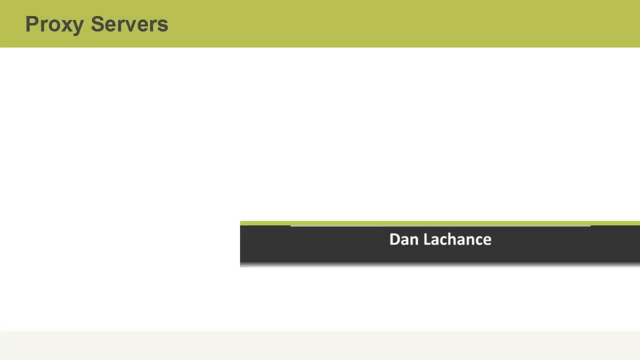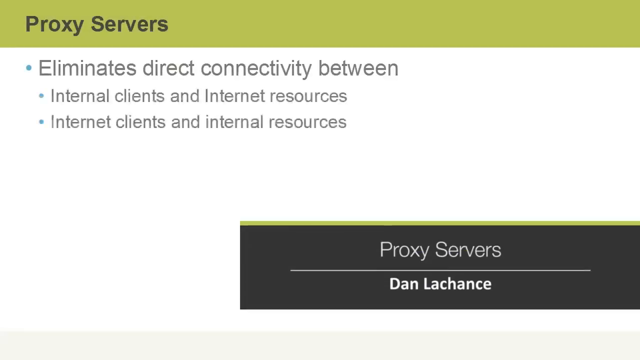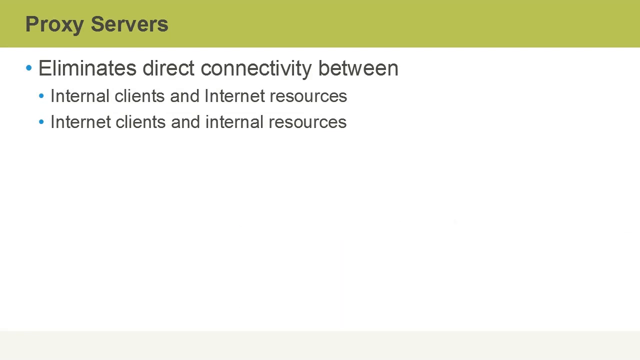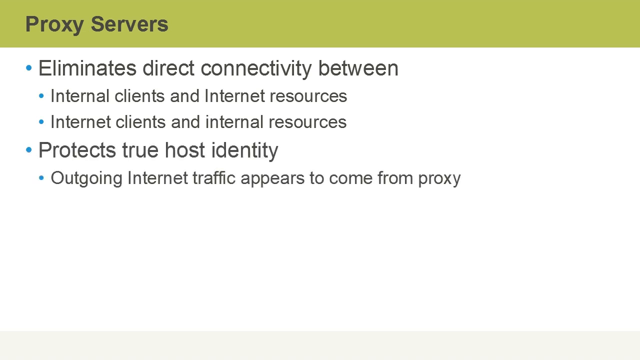In this video, I'll talk about proxy servers. A proxy server eliminates direct connectivity between internal clients and internet resources, and depending on the type of proxy server, internet clients connecting to internal resources, like a protected web server. So, really, we're talking about protecting the host's identity, where outgoing traffic appears to come from the proxy. So that way, the true internal IP address of the host is never known.